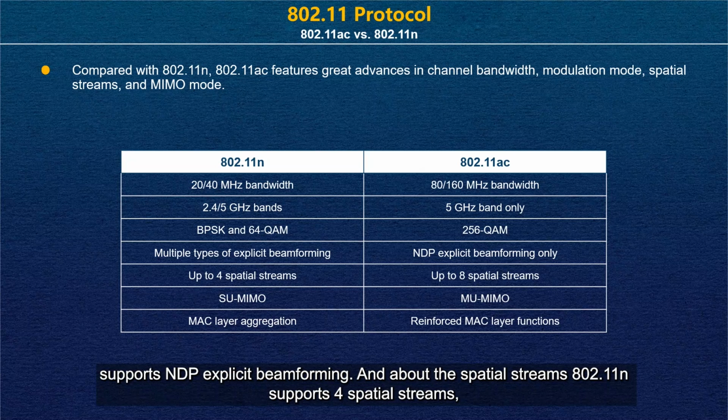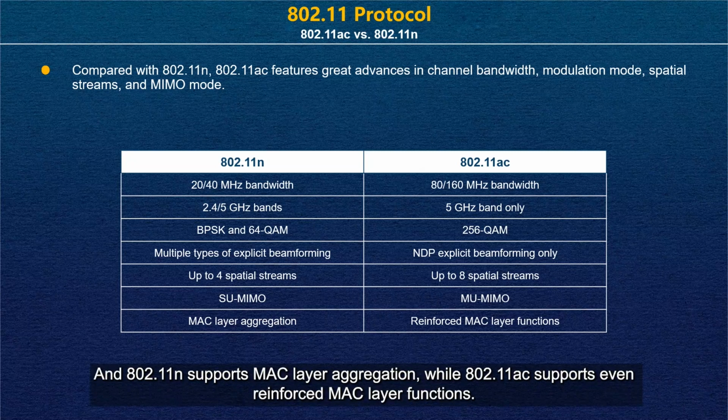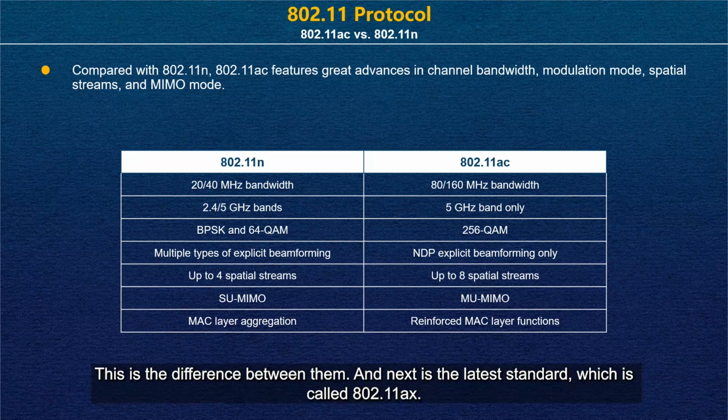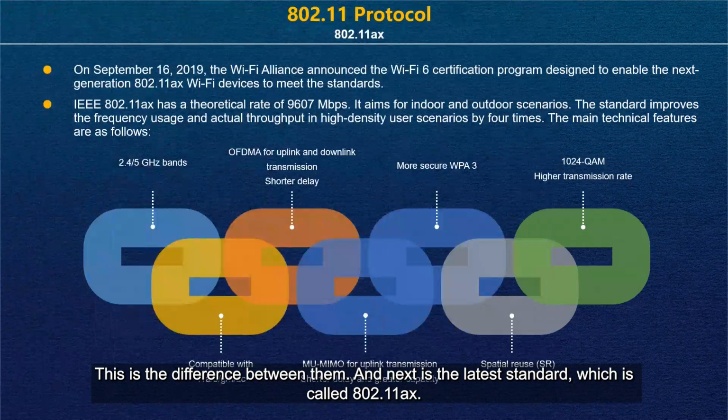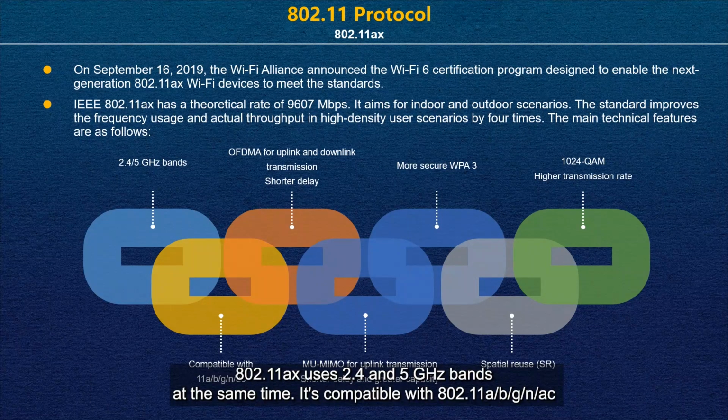And about the spatial stream, .11n supports 4 spatial streams. .11ac supports up to 8 spatial streams. .11n uses SU-MIMO, while .11ac uses MU-MIMO. And .11n supports MAC layer aggregation, while .11ac supports even reinforced MAC layer functions. Okay, this is the difference between them. And next is the latest standard, which is called .11ax.